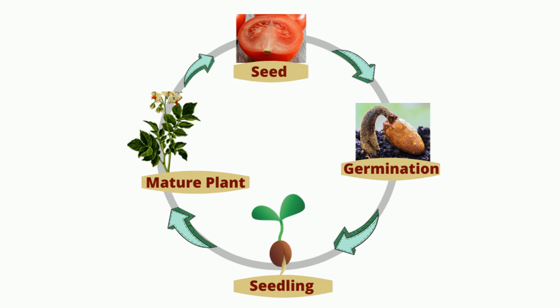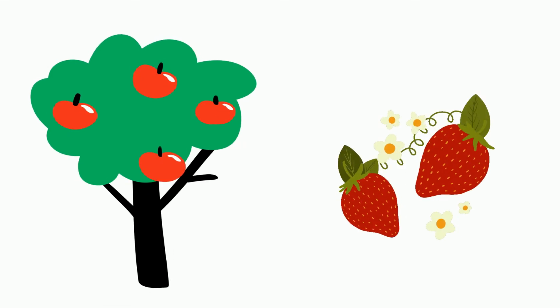There are some fruit-bearing plants too. In these plants, the flowers produce fruit, and the fruit then releases seeds for new generation of plants.